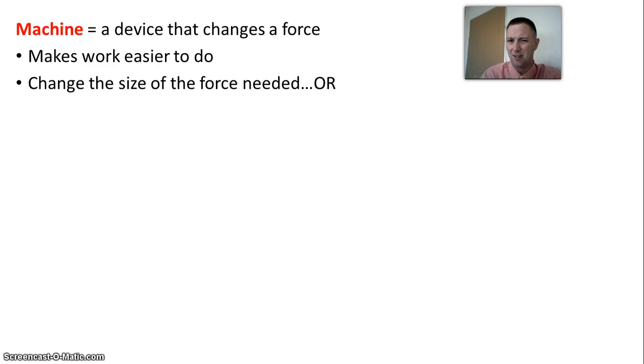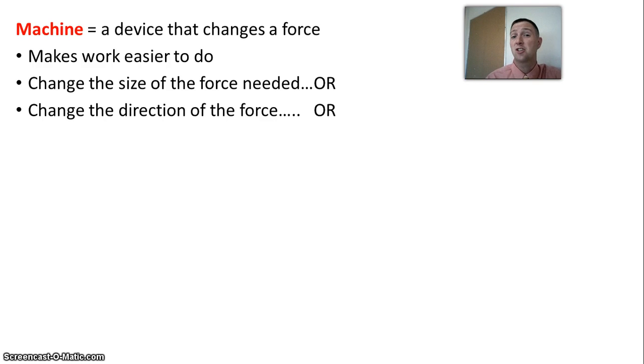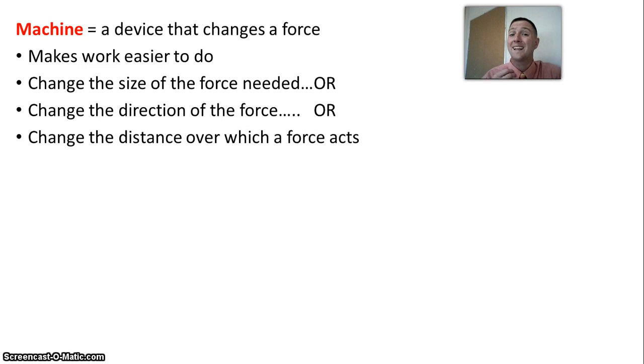You might want to think, why would I want to increase the force that I need? There's a trade-off in distance. Because I can also change the direction of the force. So if it's easier to push down instead of pull up, that might make the work easier to do. Or I can change that distance, which I referenced a moment ago, over which the force acts. So I can change the amount of force needed, the direction of the force that's applied, or the distance over which the force acts. Any of those three things may make work easier to do.